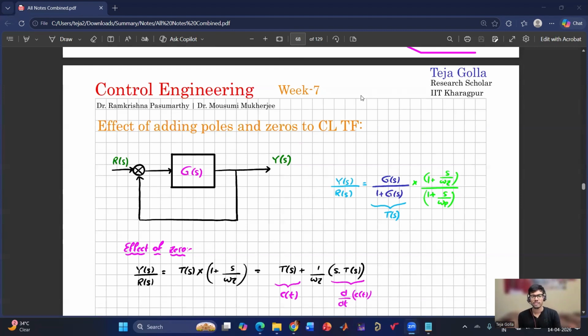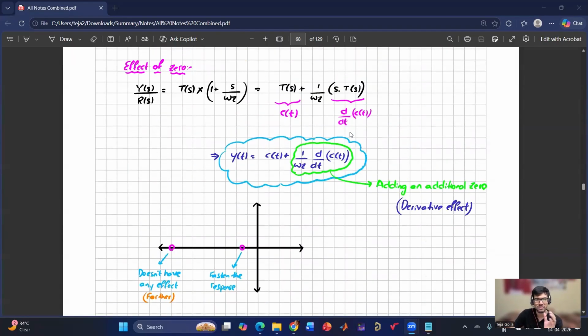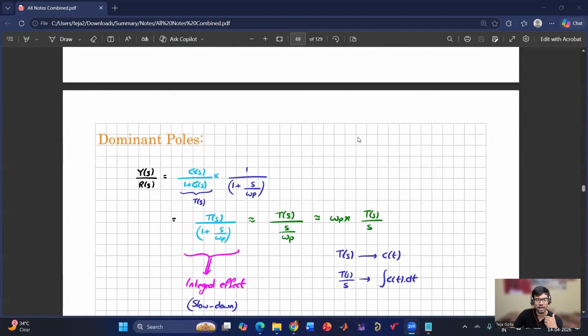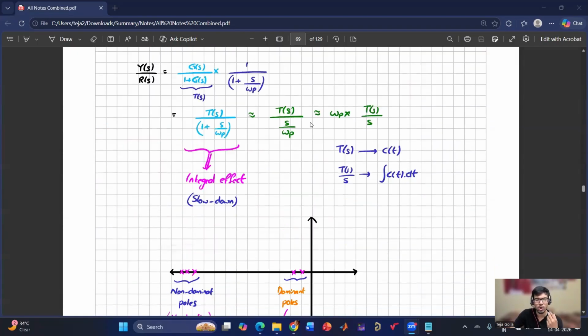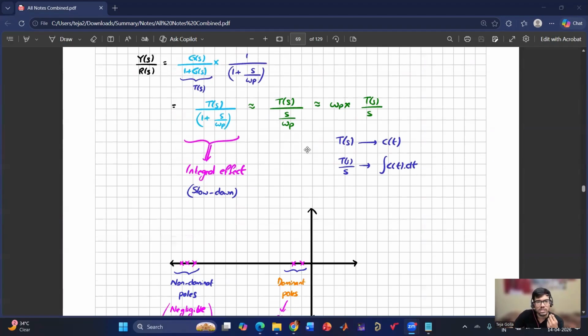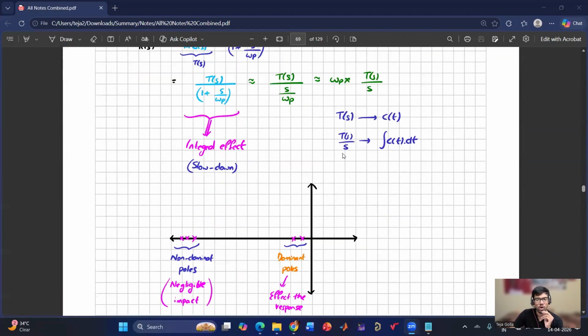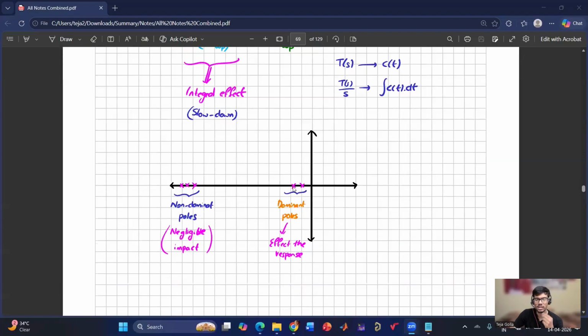Okay. So we have started with the effect of adding a pole and a zero to the closed loop transfer function, because we wanted to see what the effect is. So we have started adding poles. First we have understood it theoretically, then we have seen the dominant pole concept. Okay, no doubt. So then we have seen what the dominant pole concept is. The dominant pole will have an impact on the transient response.